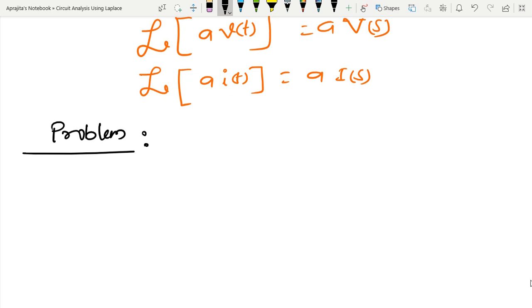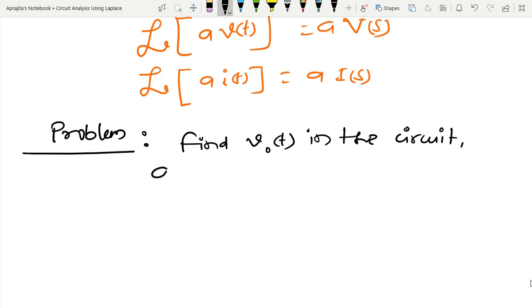So, find V0(t) in the circuit, and I am going to draw the circuit. Before that I am going to write the assumption. Assuming 0 initial condition.